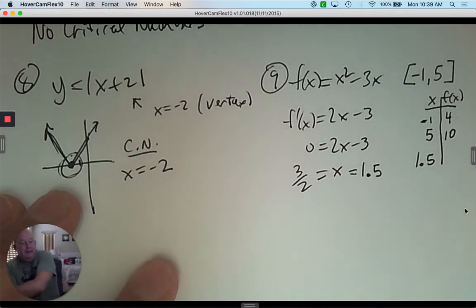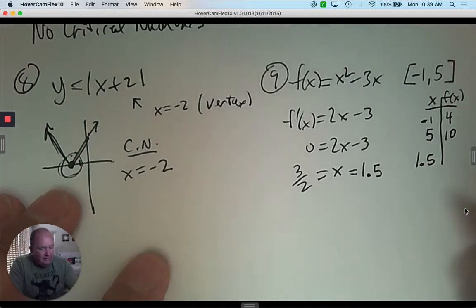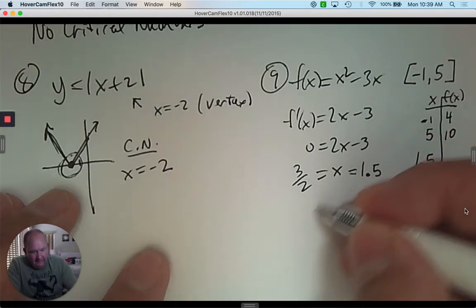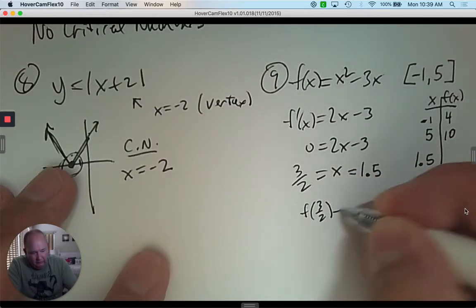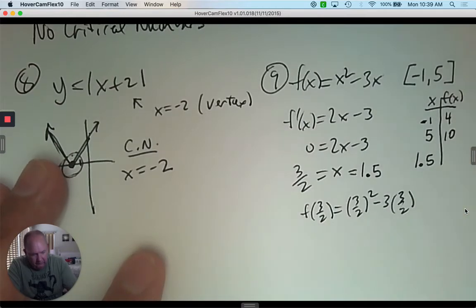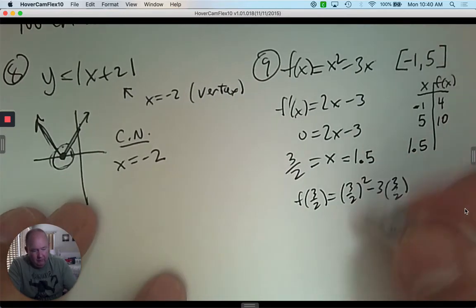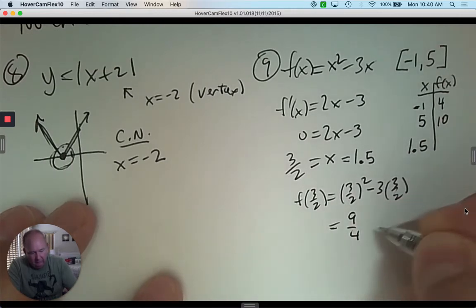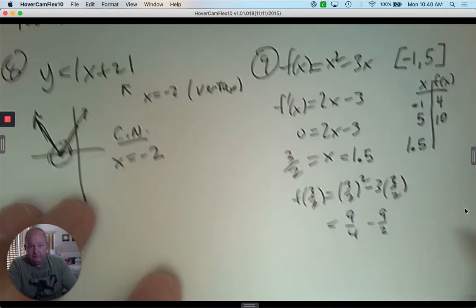Now I'm going to use my calculator. I said no calculator, right? So if it was no calculator, how would you do it? I'd probably leave it as a fraction. And when I plug in 3 over 2, it's 3 over 2 squared subtract 3 times 3 over 2. So plug in 3 over 2, be willing to do the work. That's 9 over 4. That's 9 over 2.